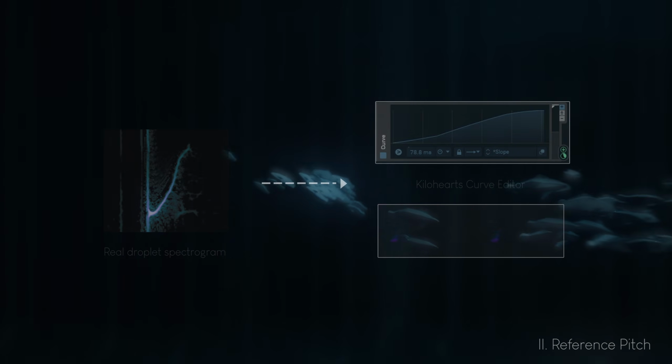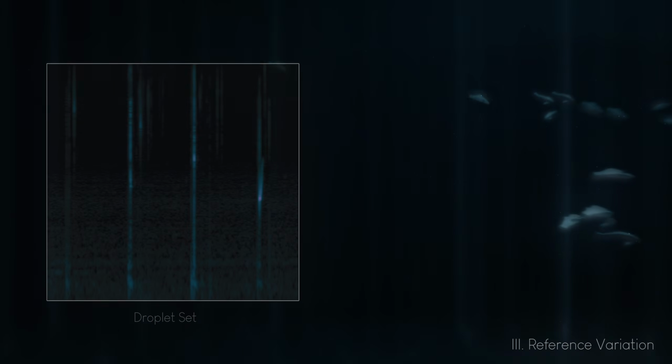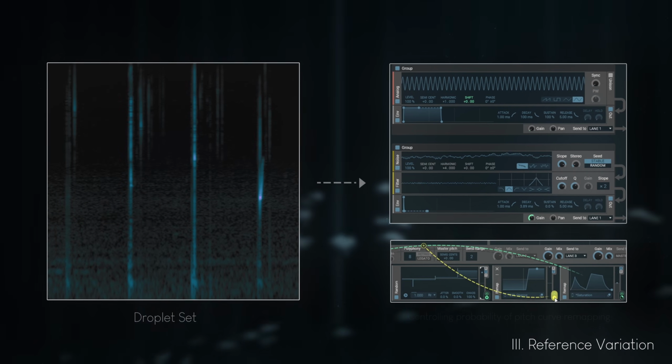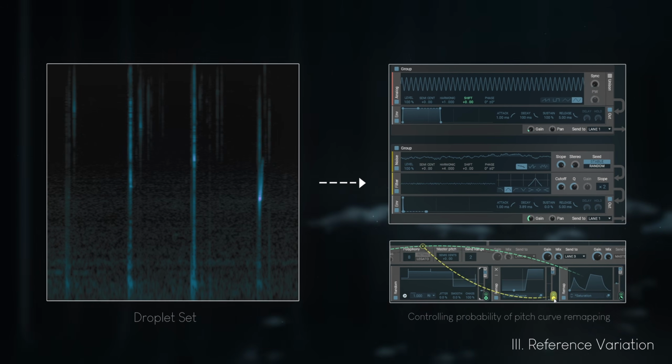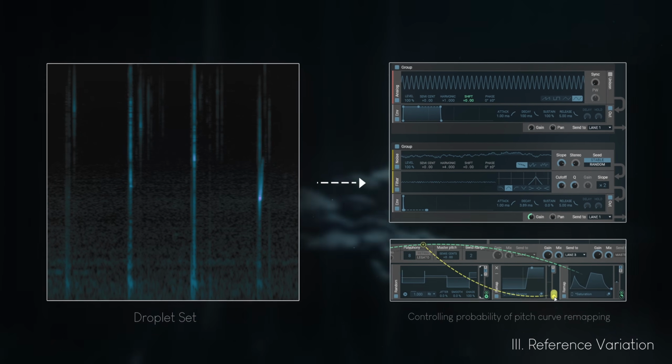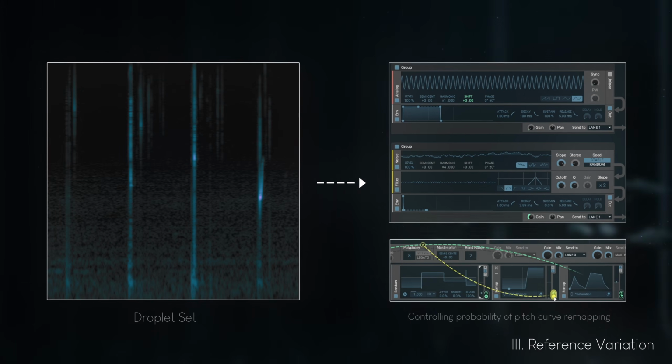Of course, you need to create variety when emulating natural sounds like droplets. To do this, reference a larger set of droplet sounds. Then, you can randomize the initial pitch, loudness, length, and pitch curve of your droplet, matching the range of variation in your reference set.